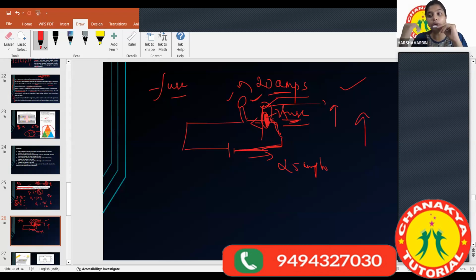Will that be a good idea? No, ma'am. Why? Because the bulb can only hold 20 amps. Yes, exactly. If you change the fuse, current will come, but the bulb will blast. That is not a viable situation, not a viable decision to take.